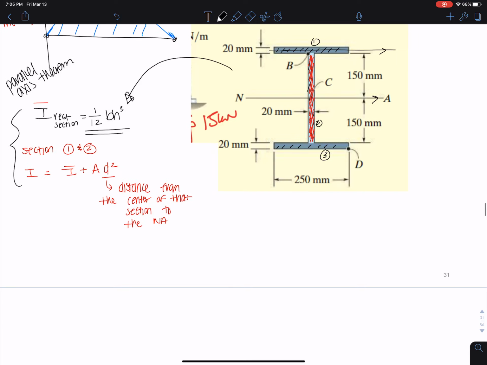Okay, so moment of inertia is equal to, now we're going to do the 1/12 times 0.02 times 0.3 cubed. And this is the red section. This is what we called section, I'm going to label it a little bit better here, section 2.